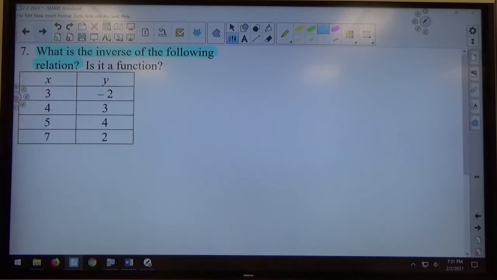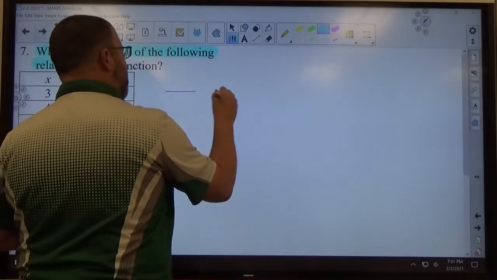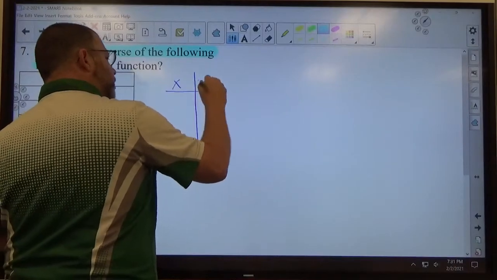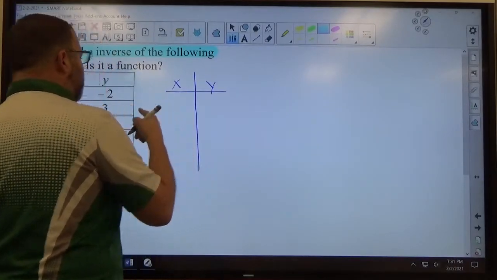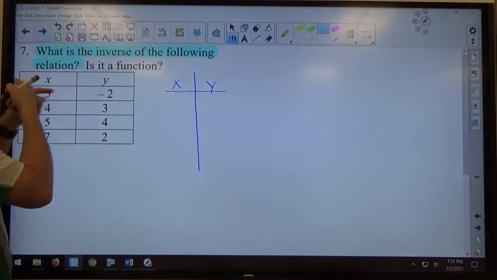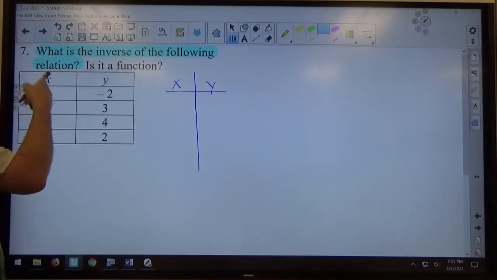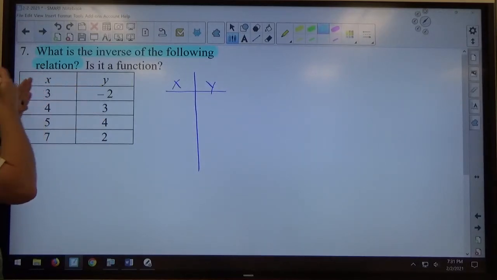X paired with y. So when I make the inverse of that relation, all I'm going to do, make a new xy chart, and I'm going to interchange the x's and y's. So every y value becomes an x, and every x becomes a y. The pairings are the same, though.